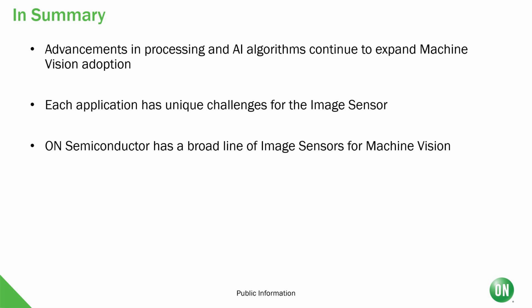So in summary, the advancements in AI and machine vision continue to expand, and we see many new applications emerging, and we expect to see many new ones that we have yet to think of. There are unique challenges for the image sensors. At ON Semiconductor, we have a whole family of image sensors for machine vision for the many different applications and needs, and we look forward to supporting you in the future.